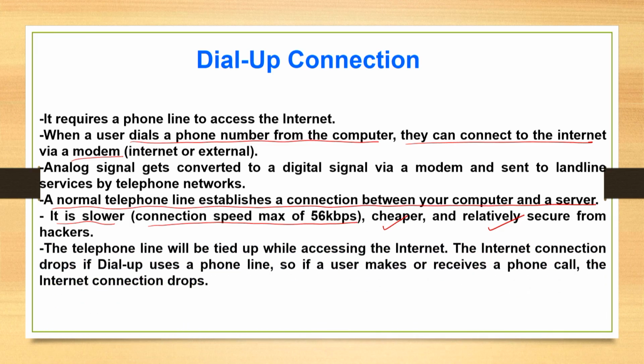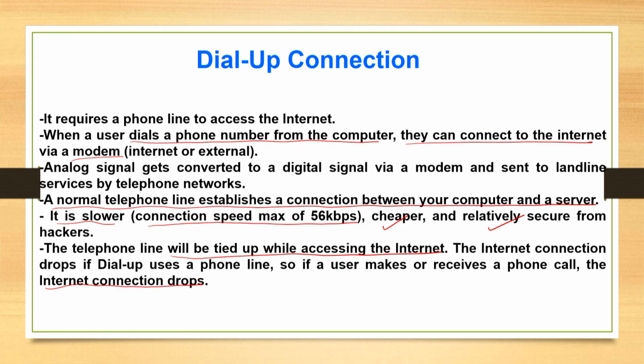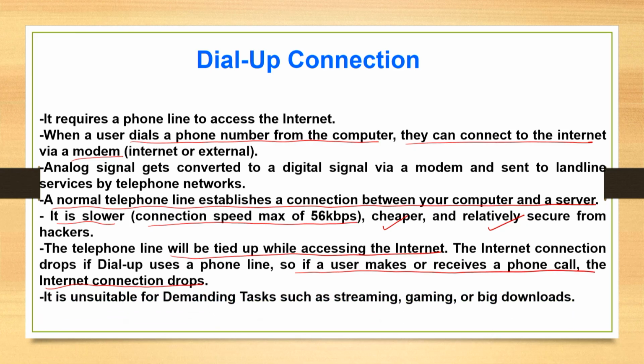The telephone line will be tied up while accessing the internet. It means whenever a connection has been made by using a telephone line, at that time you can only access the internet, but you cannot use that telephone line for communication purposes. Meanwhile, if any call comes, then the internet connection drops. So, if a user makes or receives a phone call, the internet connection drops.